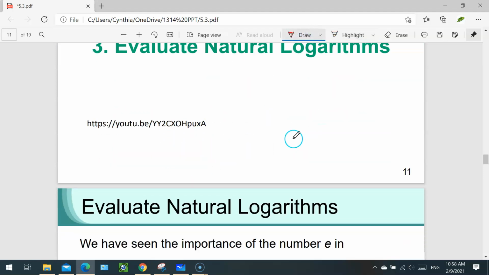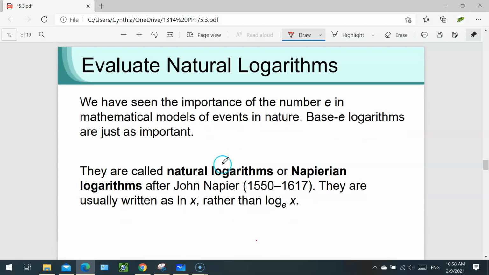Evaluate natural logarithms. A natural logarithm is a logarithm with the base number e. E is approximately equal to 2.7182. It's a numerical value. And when we use the base e, we call that a natural logarithm.